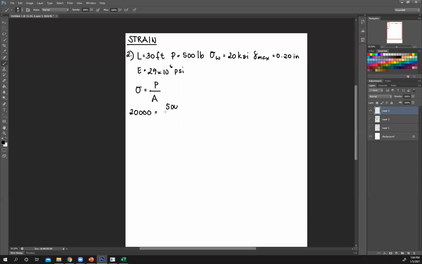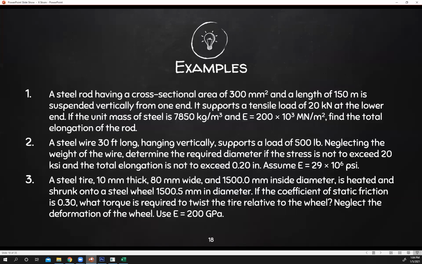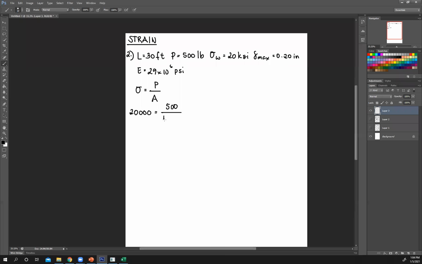So 500 over cross-sectional area. This is a wire, so wires have a circular cross-sectional area. That's just pi over 4 d squared. Again, we're looking for the required diameter, not allowable. Okay, solve for D. What's the answer? Correct, John and Lau, 0.18.